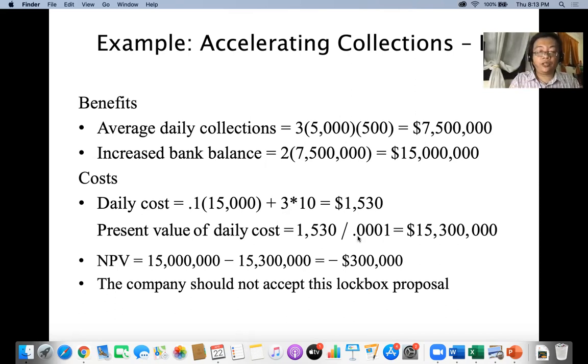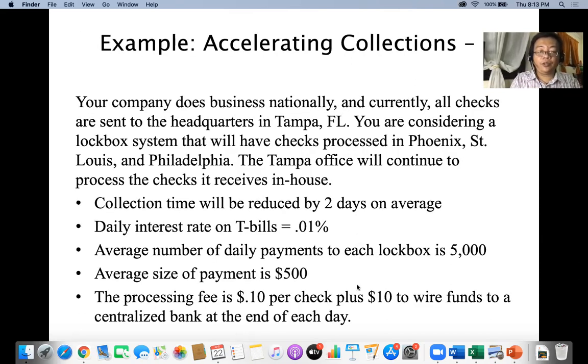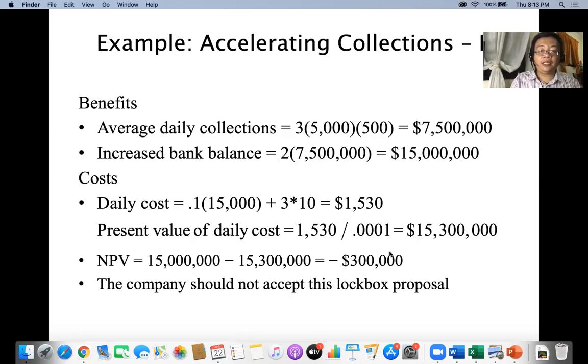Alright, the present value of your daily cost is 1530. You divide it by 0.001. Saan ito galing? Please check. Okay? Yeah, so you have here 15,300. So magkano yung cost mo? 15,000 minus 15,300. You have a negative net present value. My question here is, diba, in our capital budgeting, if it is negative, accept or reject? Reject po. Reject. That's why here it is reject. Okay. Yeah, so if you have your reject because you have a negative 300,000.